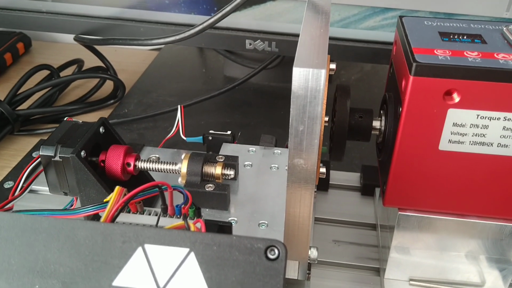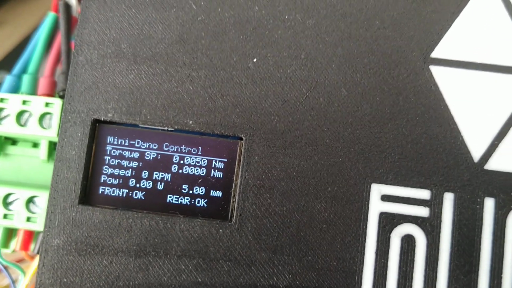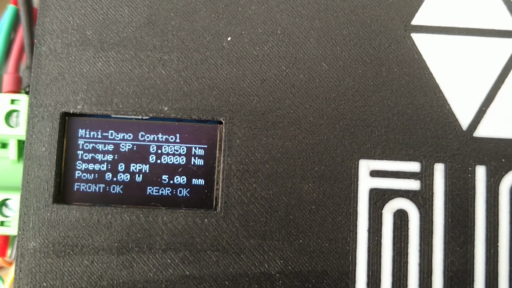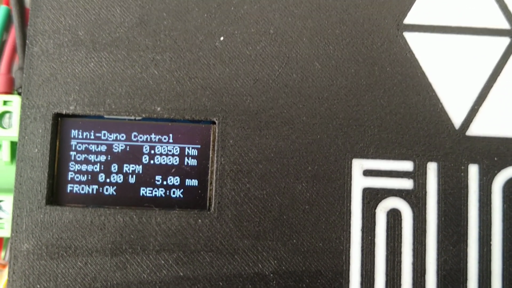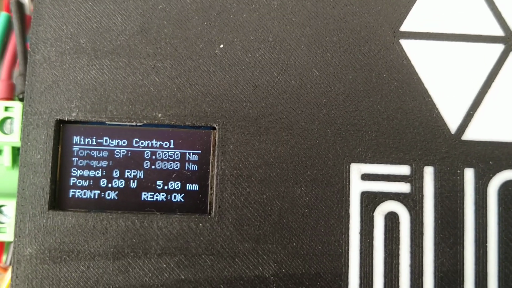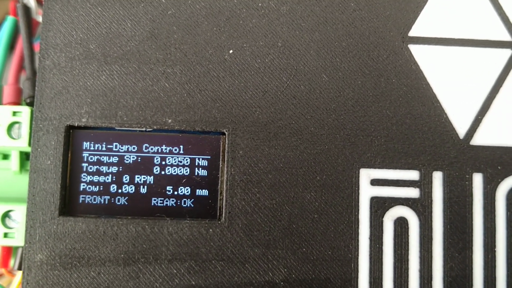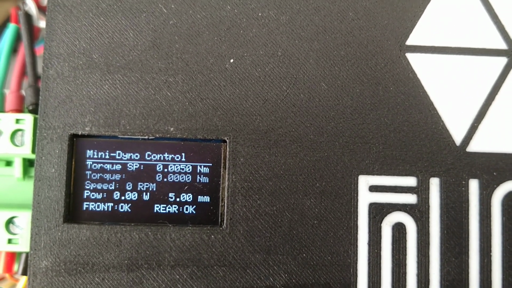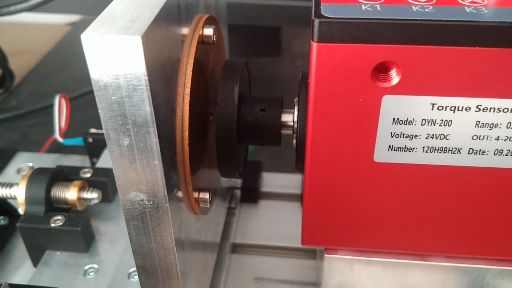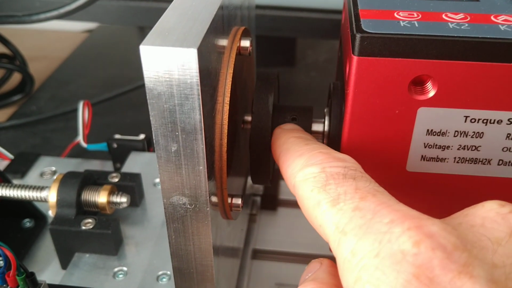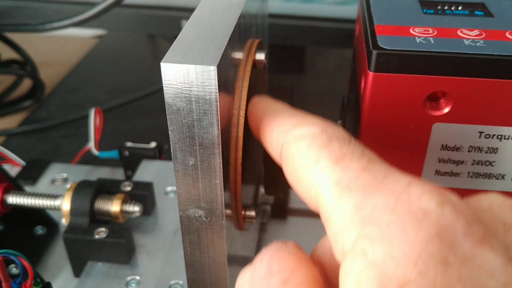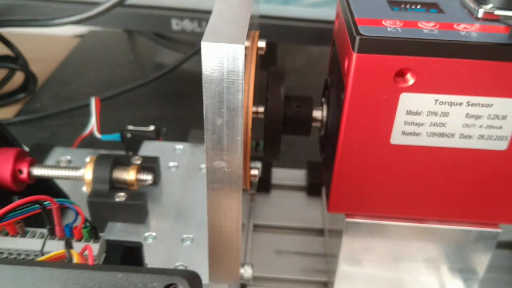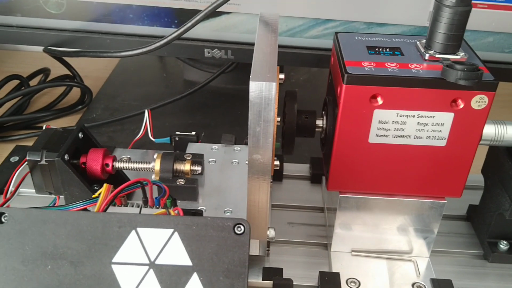All right, we will also be observing the display of the Mini-Dyno. Currently the torque set point, torque SP line, is 0.005 Newton meters, or in other words 5 millinewton meters, and the initial gap, right bottom corner of the screen, is 5.00 millimeters. So this is the initial gap between the rotor, here on the right, a black disc, and the stator, the copper disc attached to this aluminium stator holder. All right, let's fire it up.